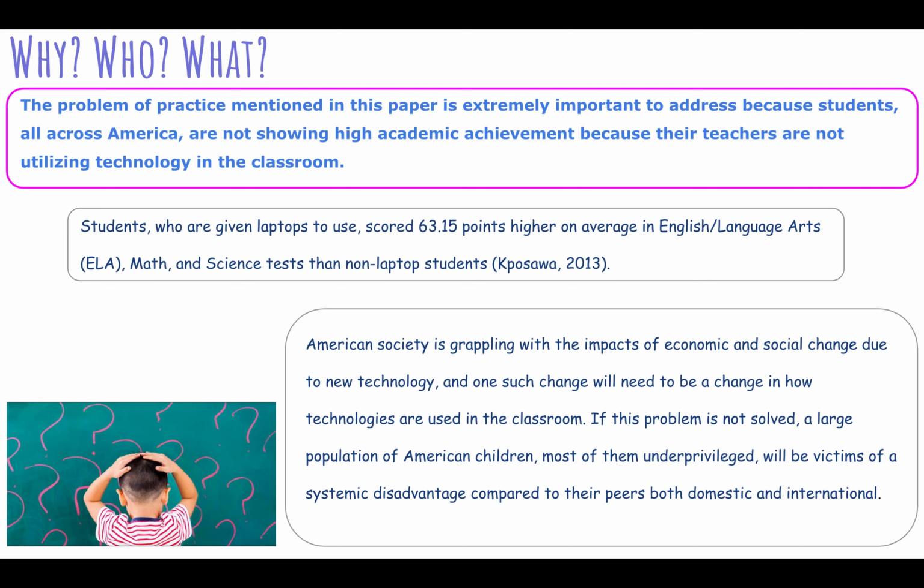American society is grappling with the impacts of economic and social change due to new technology, and one such change will need to be a change in how technologies are used in the classroom. If this problem continues to remain unsolved, a large population of American children, most of whom are underprivileged, will be victims of a systemic disadvantage compared to their peers both in the US and abroad.